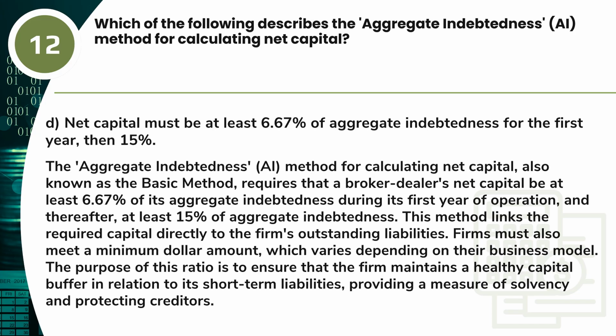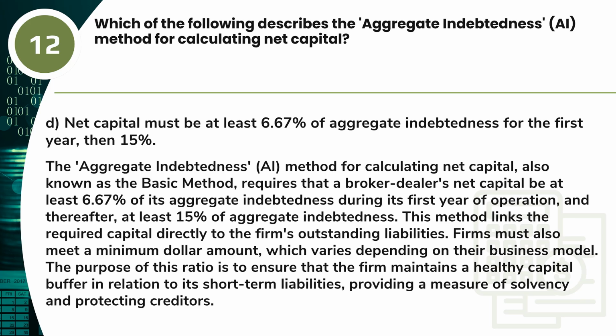Answer: D. Net capital must be at least 6.67% of aggregate indebtedness for the first year, then 15%. Explanation: the aggregate indebtedness (AI) method for calculating net capital, also known as the basic method, requires that a broker-dealer's net capital be at least 6.67% of its aggregate indebtedness during its first year of operation, and thereafter at least 15% of aggregate indebtedness. This method links the required capital directly to the firm's outstanding liabilities.